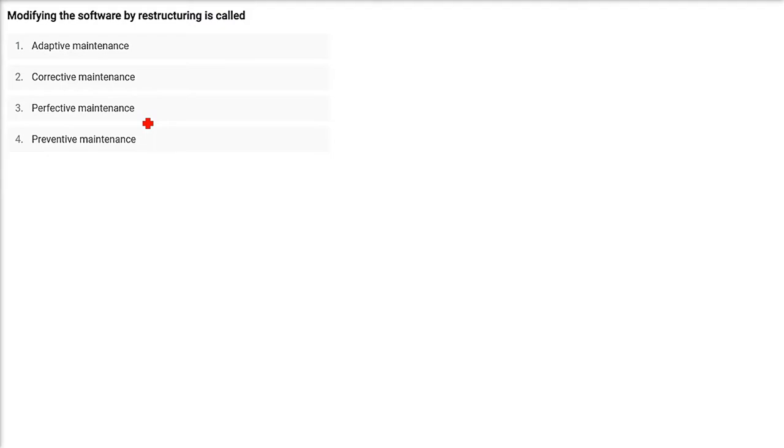Modifying the software by restructuring is called. Restructuring means, see, the answer is perfective maintenance. Why we are doing the perfective? Because we want to make it perfect. That is, we need to change the design. We need to change such that there is no failure.